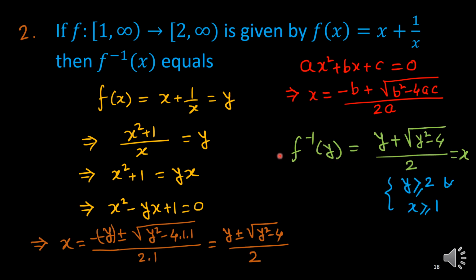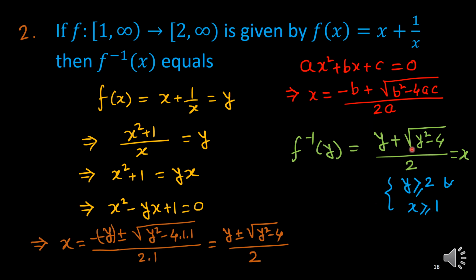But my claim is that f inverse will be only positive 1. Why? Because you see this domain of this function and range of the function. The range says that y should be more than 2, so 2 to infinity. Whereas the input x will take from 1 to infinity. So x should be from 1 to infinity, means x should be more than 1.